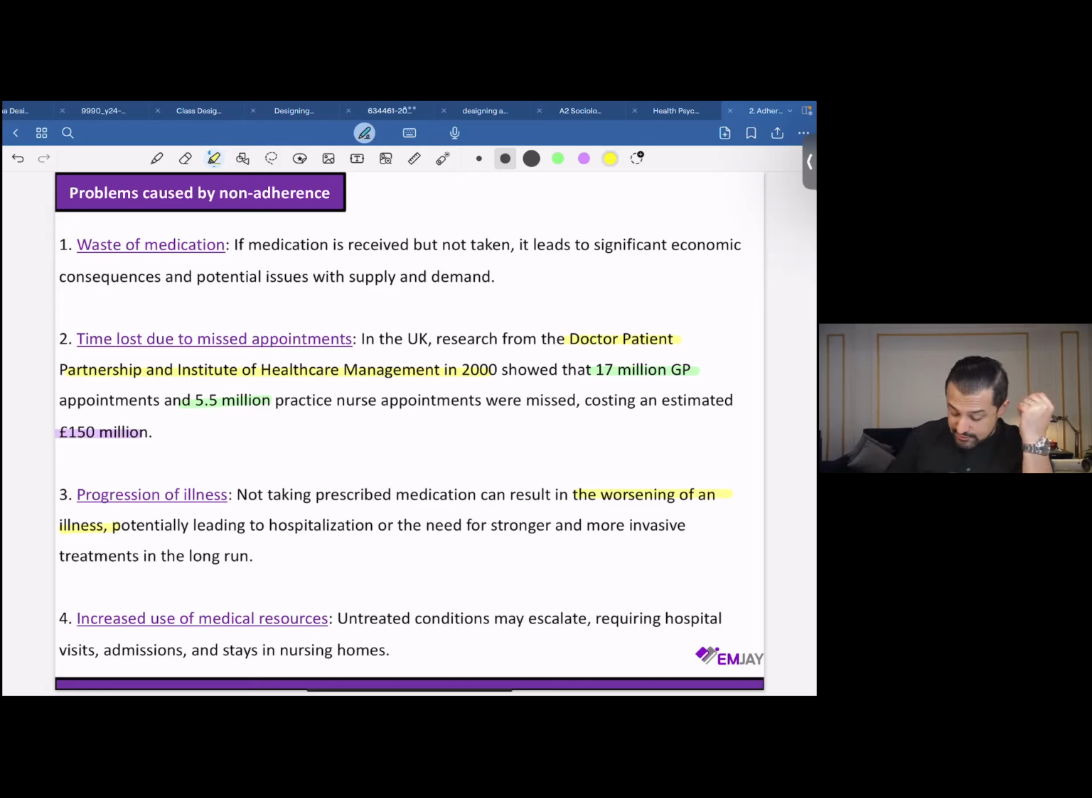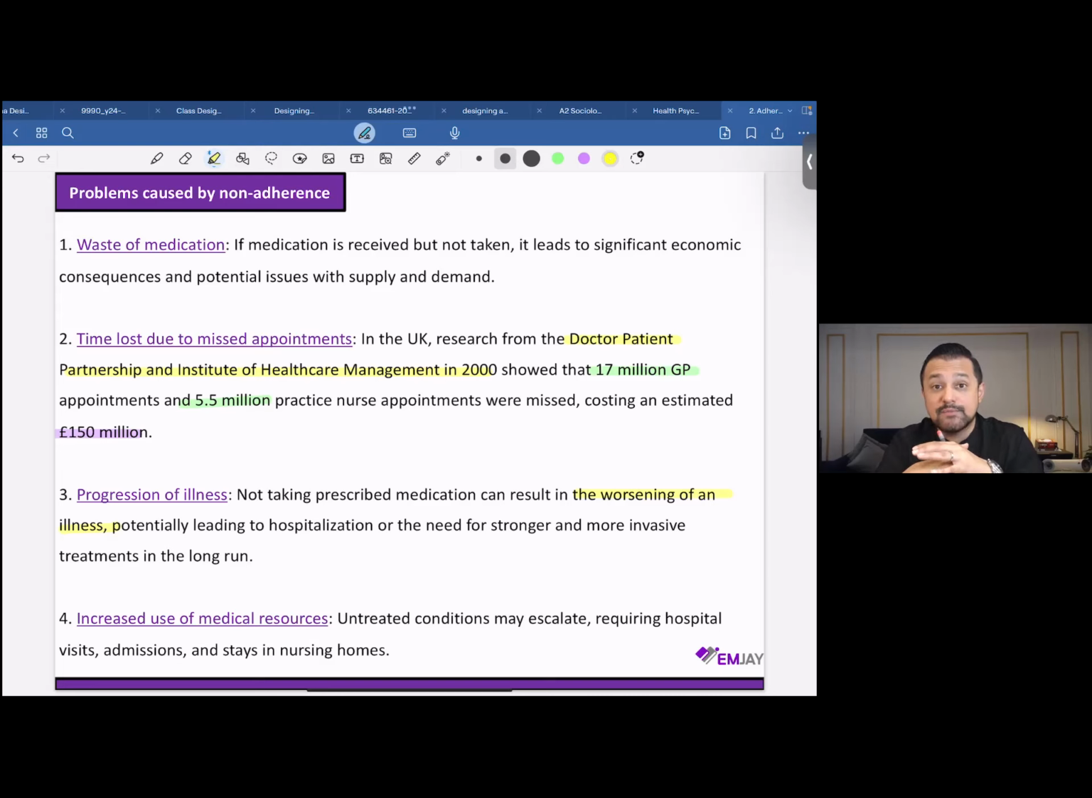Number four, increased use of medical resources. Untreated conditions may escalate, right? If you're not treating a particular illness timely, that might result in an escalation of the severity of that particular illness, which might require hospital visits, admissions, and stays in nursing homes. And all of this, not only does this affect your health, but along with that, this affects the budget.